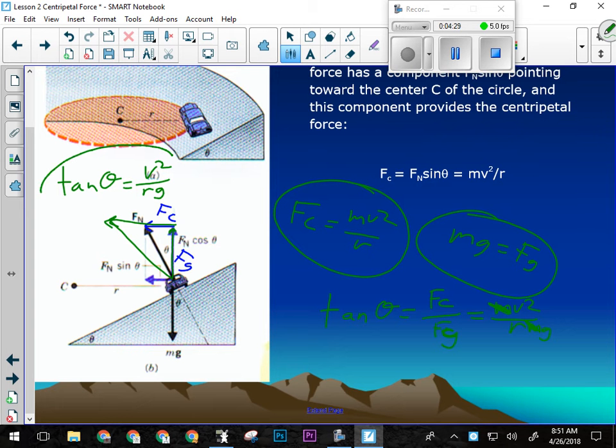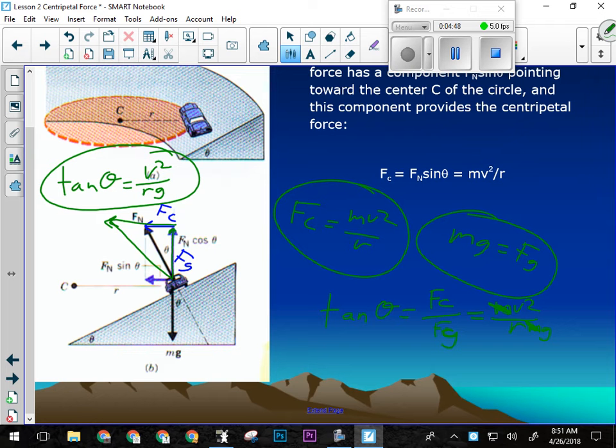You will never be asked to derive this formula. It will be on your formula sheet. In fact, I think it is already. It's definitely on the one on the unit exam. But that's the banked curve formula. Whenever we're dealing with a banked curve, that's the formula we're going to use. You won't have to derive it, but that's how it is derived.